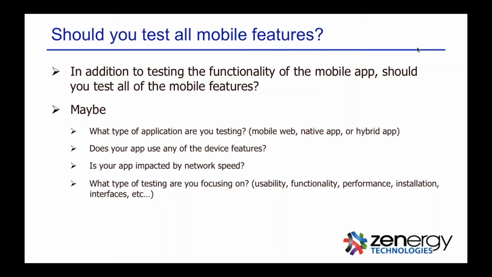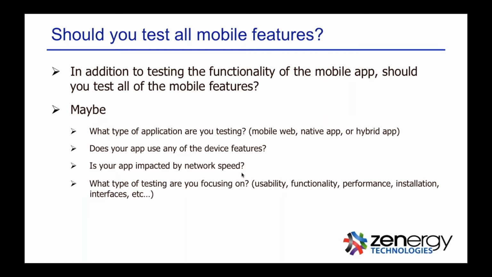So should you test all the mobile features, right? Of course, you have to test the functionality of the app, right? So if you have a mobile web app or a native app or a hybrid app, you have to make sure that app works correctly, right? However, should you test all the other stuff that we talked about that are mobile specific? Well, it depends on the application you're testing. So for example, if you're testing a mobile website, you really don't have something like an accelerometer, right? You really don't have something like a camera feature. So in those, you do not have to worry about those aspects that are related to mobile web.